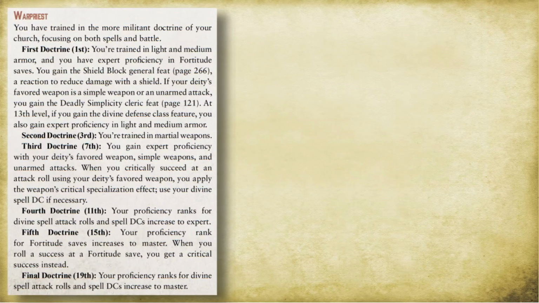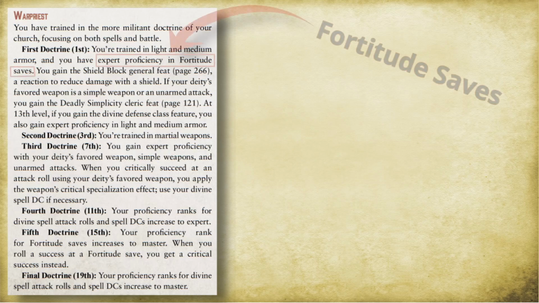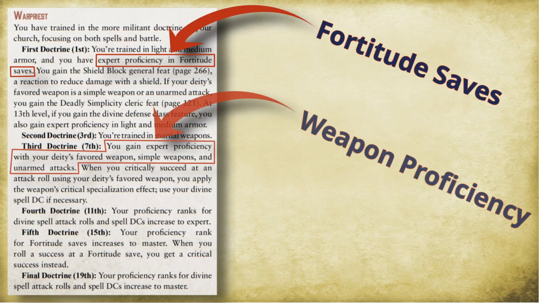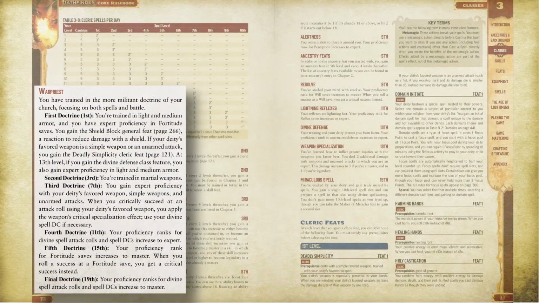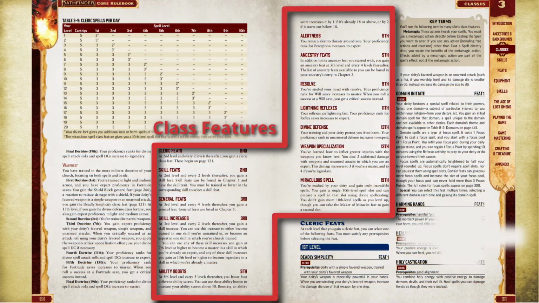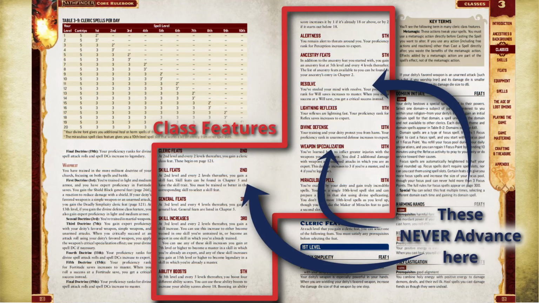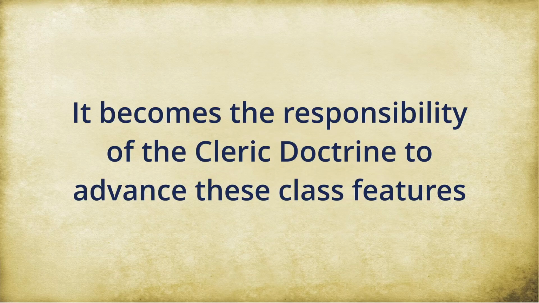A doctrine affects three proficiencies: your fortitude save, your weapon proficiency, and your spellcasting DC. For the cleric, these three proficiencies don't advance on their own in the class features, and they would just stay at trained proficiency if nothing affected them. The doctrine is the only way these three can advance. So without the doctrine, they would just stay at trained proficiency.